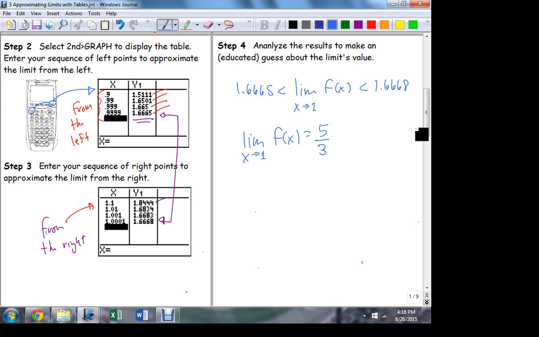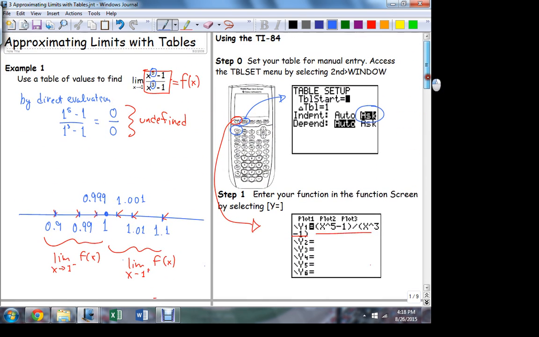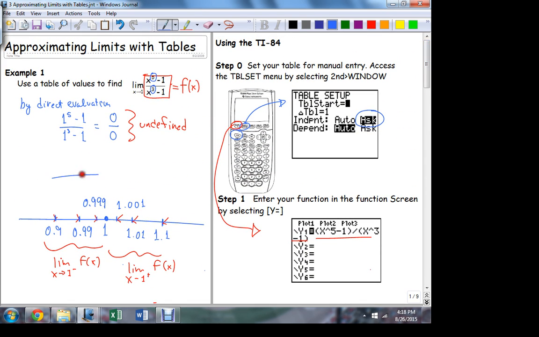But that's a tabular approach to solving this problem. And once you've got your calculator set up to accomplish this, the only part of the analysis that you're going to be responsible for is picking these paths, making sure that you can pick the right approach from the two directions.